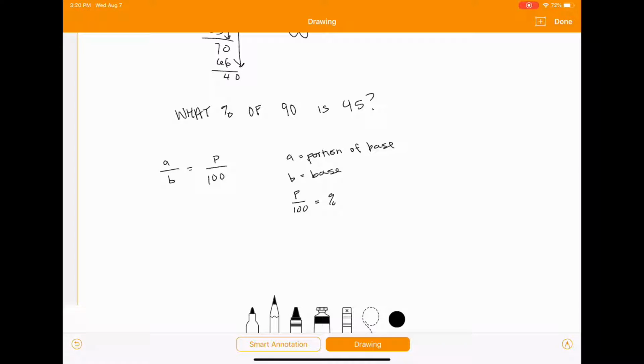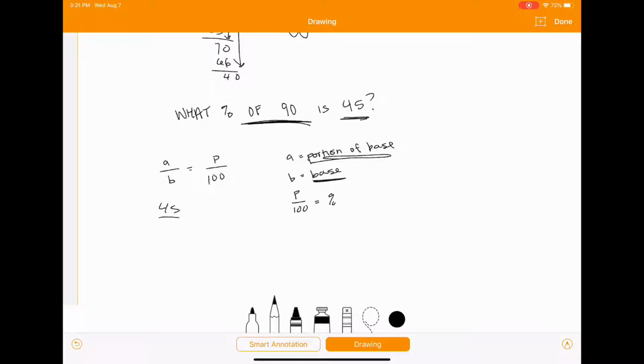So, for example, portion of your base, and what is your base? So your base is what you're taking your percentage of. So in this case, you want to know your percent of 90. So 90 is going to be your base, which leaves 45 as your portion of your base. So you can just go ahead and fill these in.